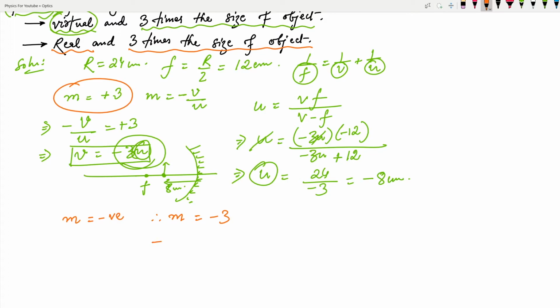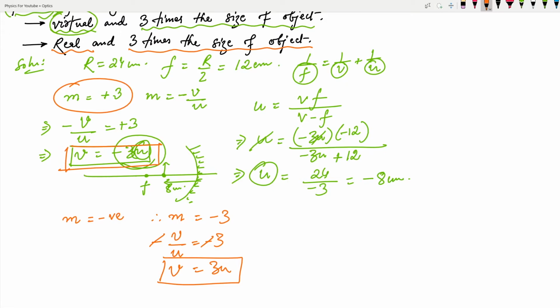Now from the formula of magnification, minus v by u is equal to minus 3. Minus minus got cancelled, so v is equal to 3u. In the earlier case we got v is equal to minus 3u. Simple as that. Now just use the mirror formula and the direct shortcut formula.